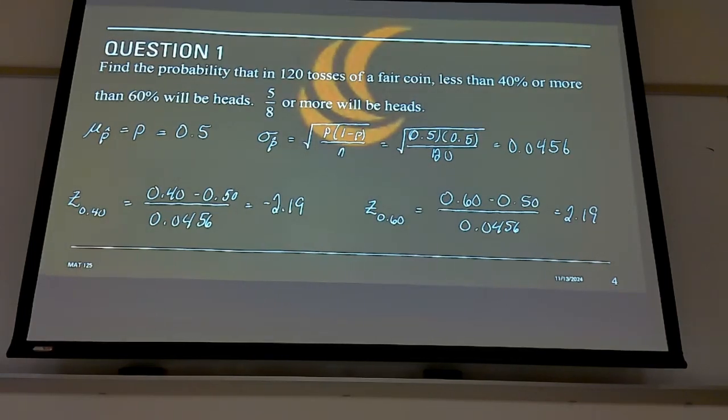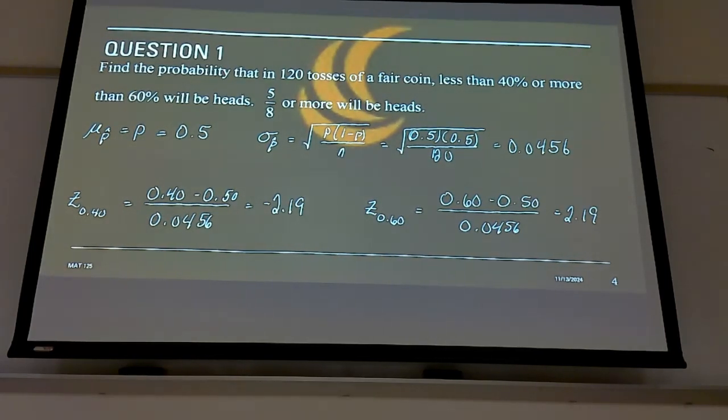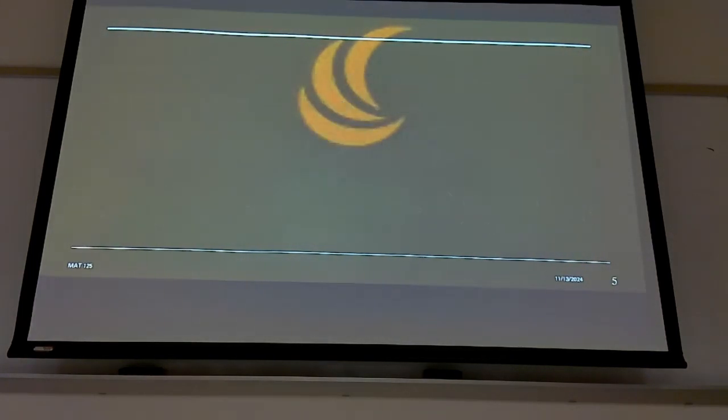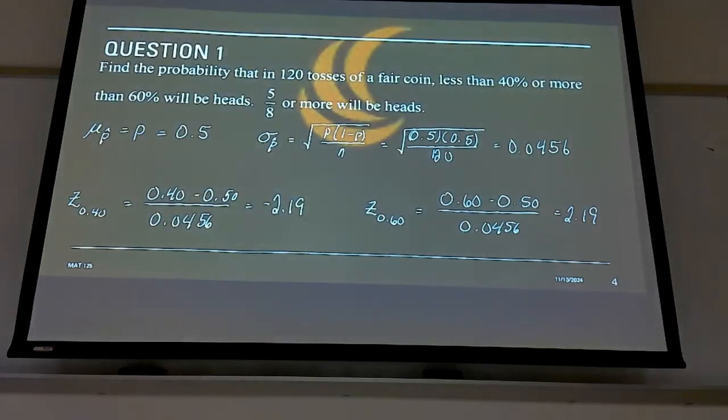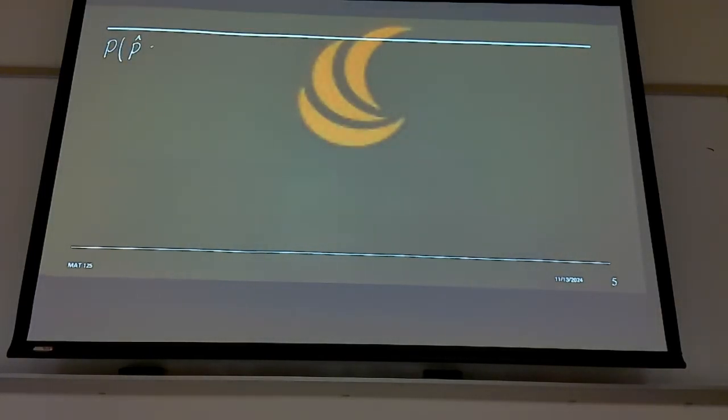Oh, that's nice. Yes, we're going to need a table for it. We're going to need that table, so I'll bring that up. We're looking for the probability that p hat is less than 0.4, yep, or greater than 0.6.